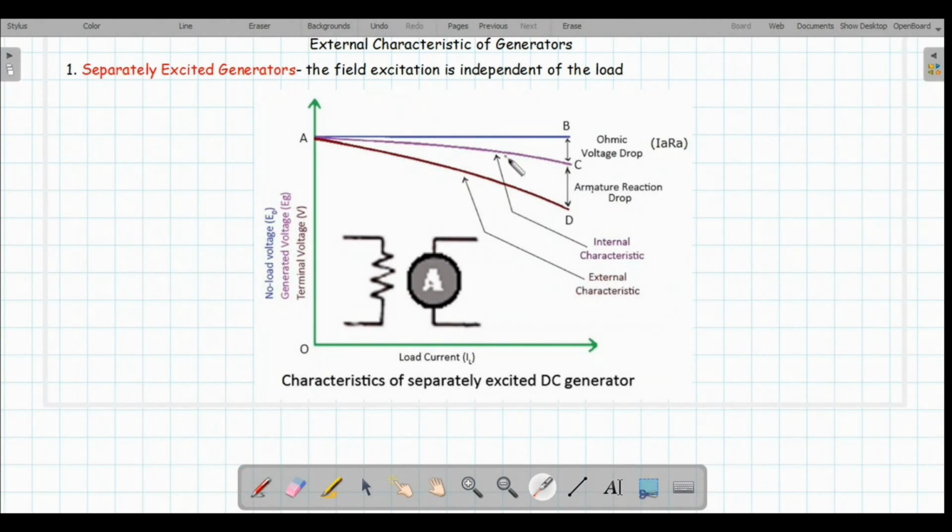Itong mga lines na to, curves na to, pinakikita niyan yung internal characteristic. Tsaka yung external characteristic ito. Internal kasi nasa loob itong dalawa nito. So ito yung ideal. Kaya lang, hindi naman talagang nangyayari yan, kasi bumabagsak talaga yung generated voltage niya. So ito yung characteristic ng separately excited generator.